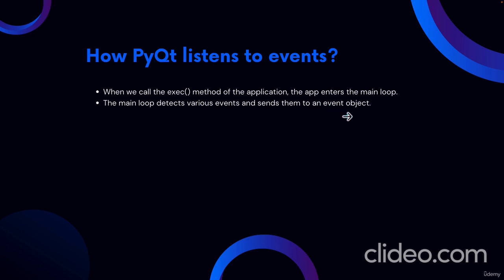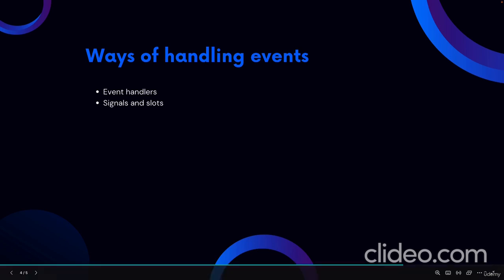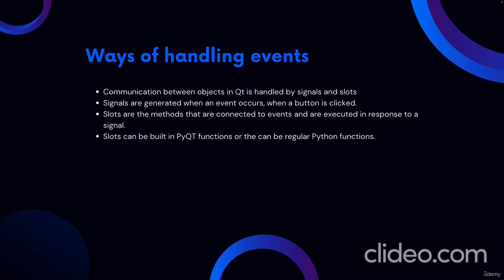So whenever an event happens, our application takes that particular event and sends it to an event object. Now, when that event reaches that event object, there are two ways in which we could handle events. The first way is to use event handlers, and the next way is by using signals and slots. So let's discuss what exactly these two methods of handling events are. The communication between objects in Qt is handled by signals and slots. So let's dissect this statement.